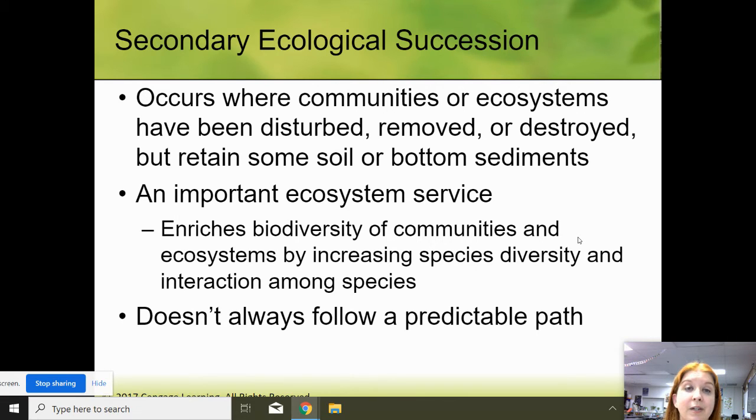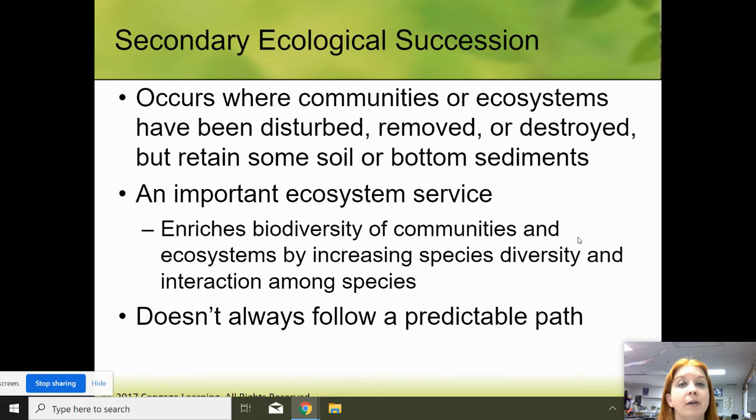Secondary succession. Here's the easy way. Secondary succession starts with soil. You had your climax community, you had your fully established forest, but something happened and it went away and now it's coming back. So this occurs where communities or ecosystems have been disturbed, removed, or destroyed, but retain some soil or bottom sediments. Once again, secondary succession starts with soil.